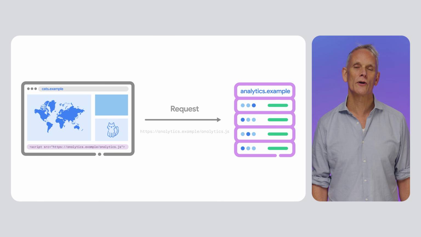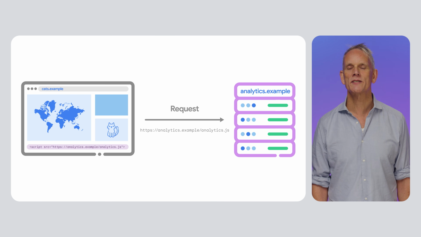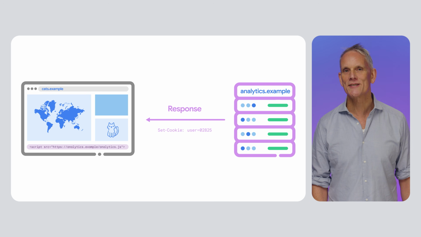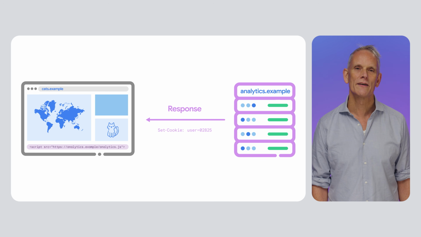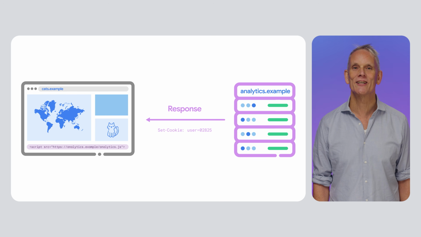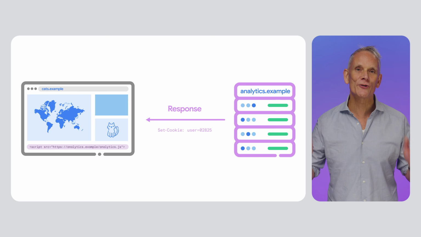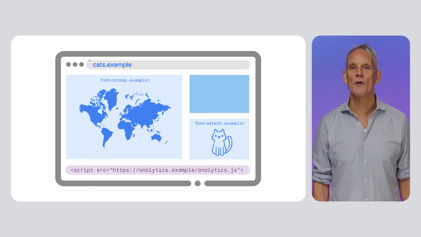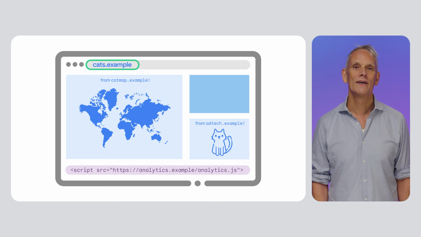Now, in response to a request, any of these third-party sites can ask the browser to store a cookie. For example, analytics.example or adtech.example might use cookies to distinguish between different users. And catmap.example might keep a record of your favorite cat location. And the cookie will be treated by the browser as a third-party cookie, since it's not from the top-level site shown in the address bar, cats.example.